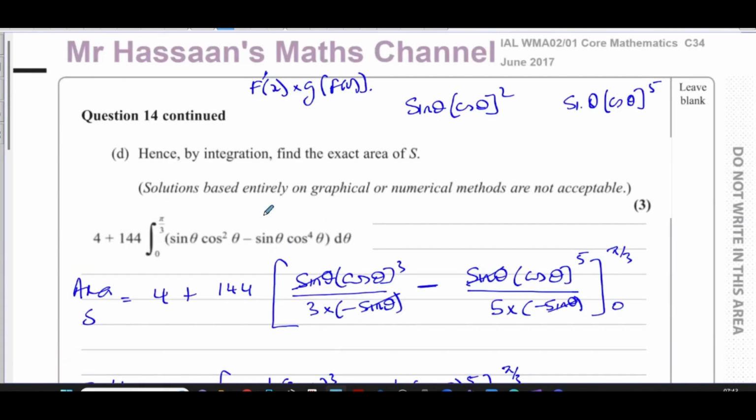You're going to have to be very careful about these questions, not making silly mistakes. But that completes the whole of this question, question number 14, from the C34 paper from June 2017.